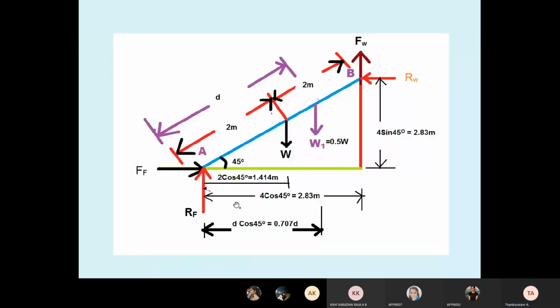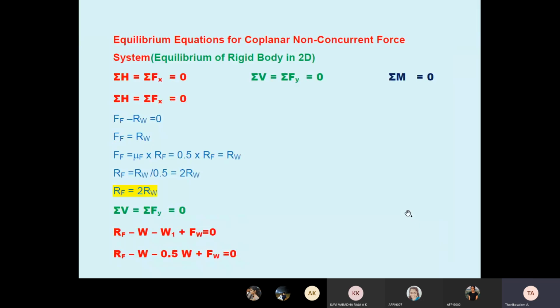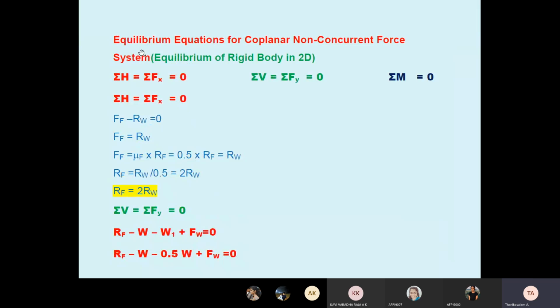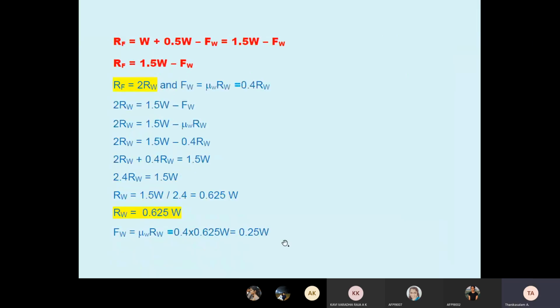Now see the vertical direction. Students, vertical direction: RF minus W minus 0.5 W plus FW. Friction in the vertical, no. Therefore, RF minus W minus W1, that is 0.5 W, plus FW equal to 0. Then I take the right side. Therefore, everything goes to plus W plus 0.5 W minus FW. Therefore, W plus 0.5, that is 1.5 W minus FW.